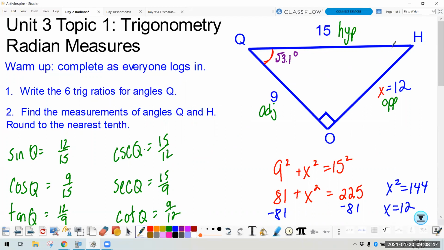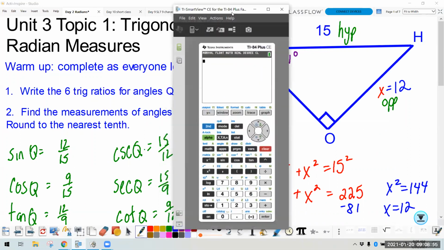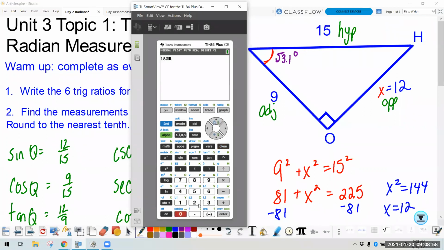To find angle H, I'm going to use the good old theorem from geometry. All the angles in a triangle add up to 180. So we got 180, take away the 90 we already have, take away the 53.1, and we are left with 36.9 degrees for angle H.